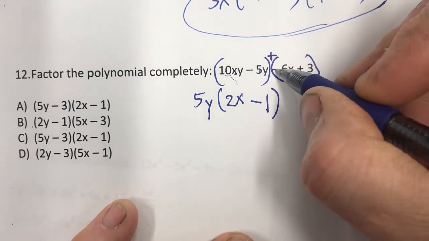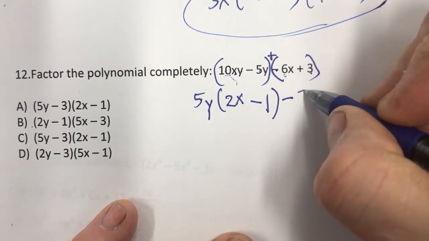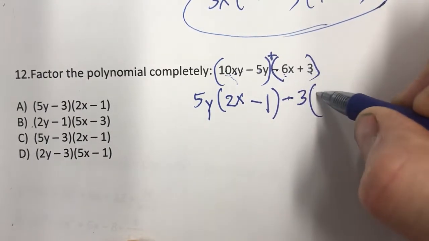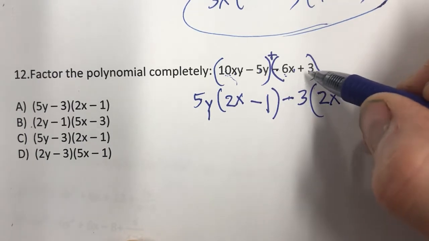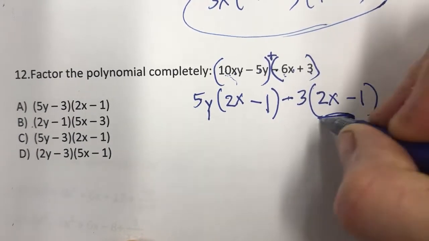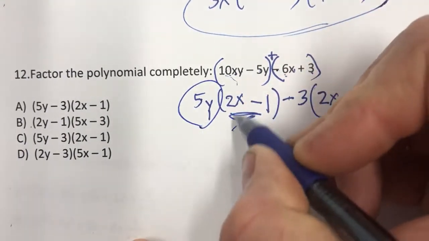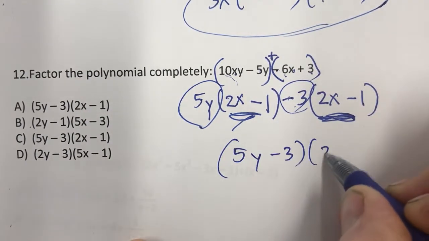Now here, since this first number is negative, I'm going to have to bring out a negative. And 3 goes in both of them. So negative 6 divided by 3 is a positive 2, and I've got the x coming through. And then 3 divided by negative 3 is a negative 1. And look, miraculously, these two numbers match, which means I have 5y times it here, and I got negative 3 times it there, so both of these are times this.